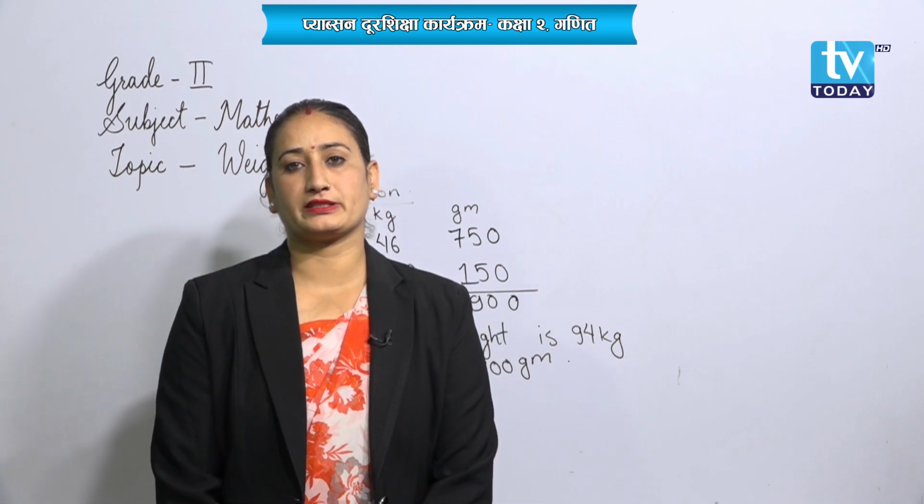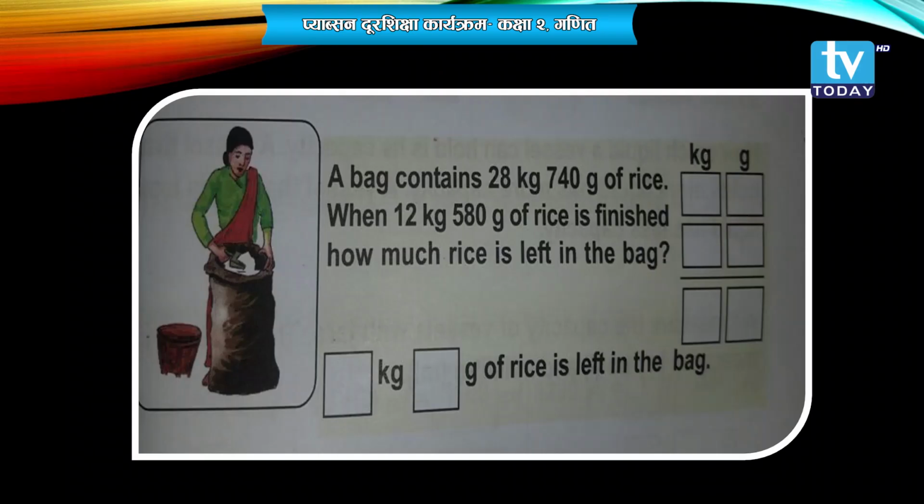Now students, let's have the next question. What is the next question over there? Let's read the question from here. A bag contains 28 kg 740 gram of rice. When 12 kg and 580 gram is finished, how much rice is left in the bag? Now students, have you seen the question properly? Have you looked at the question? Okay, then have a look over here also.